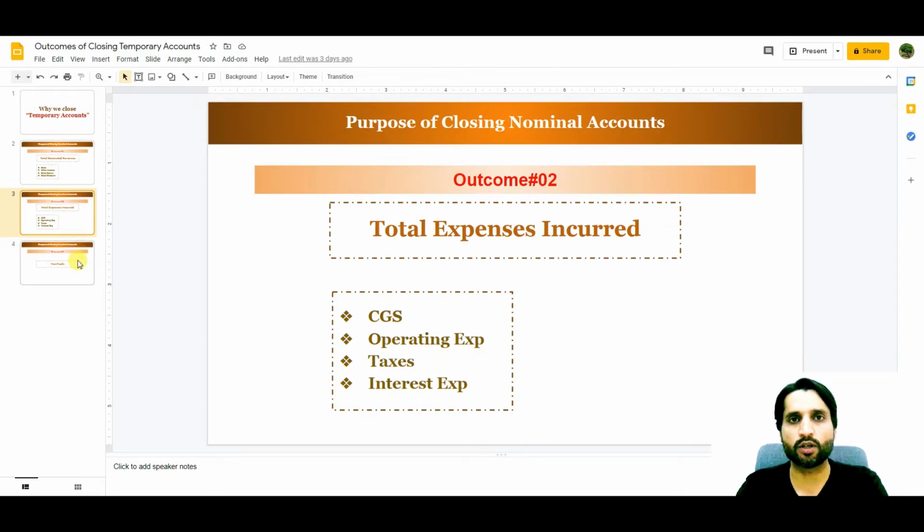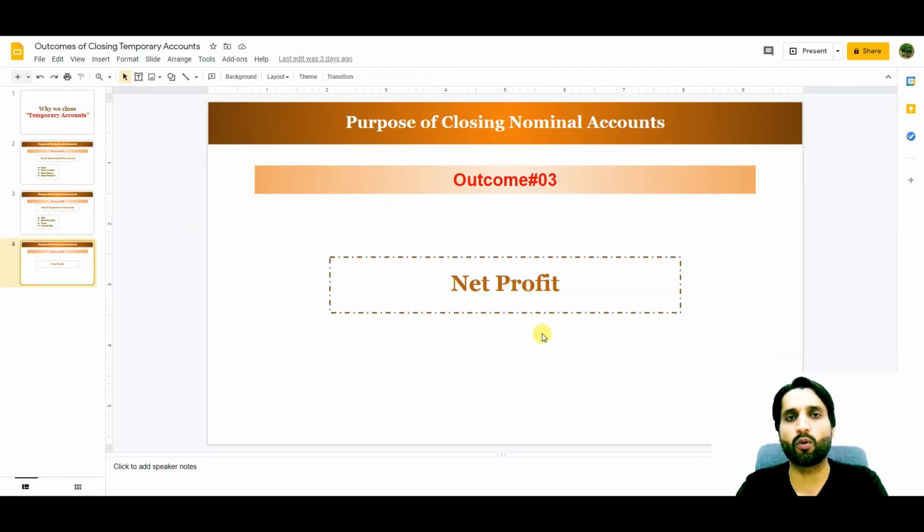The last outcome we are getting is our net profit. When we are closing our sales account, we will get to know our total revenue, and when we are closing our expenses account, we are getting an aggregate of total expenses. So sales minus total expenses, we are going to get our net profit. If we are not closing our temporary accounts, we are not going to get the net profit.